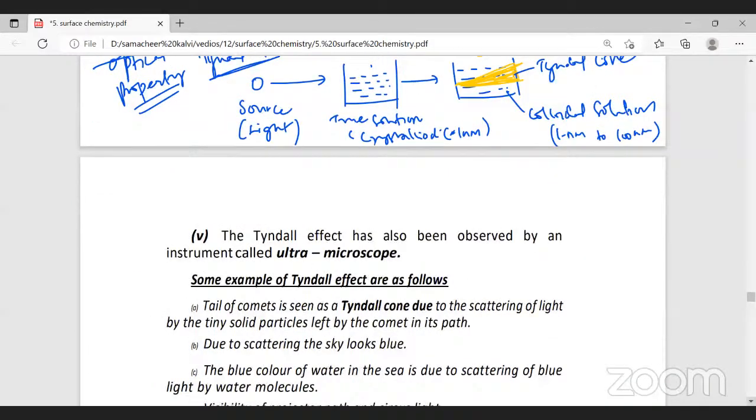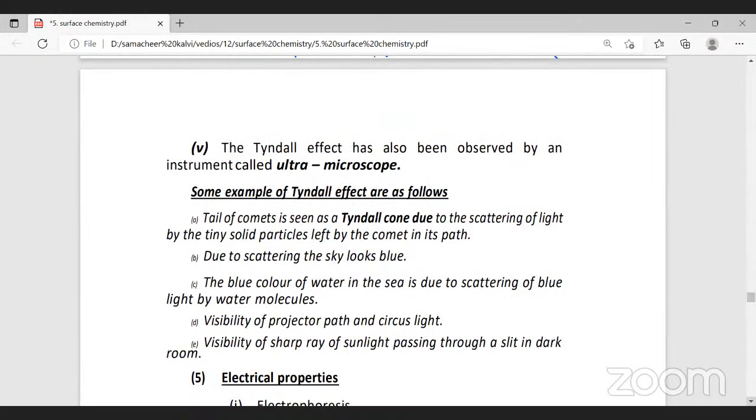Now, Tyndall effect is observed by an instrument called the ultramicroscope. Now, some examples for the Tyndall effect are shown. The tail of a comet is seen in the form of a Tyndall cone due to the scattering of light. Due to the scattering, the sky looks blue. Sky does not have any color, but due to the scattering of the light, the sky looks blue in color. Visibility of a projector path and circus lights are also examples of the Tyndall effect. In olden days, when we watched a movie in a theater, when you lift up your head, you can see the light traveling from the projector, and you can see dust particles.